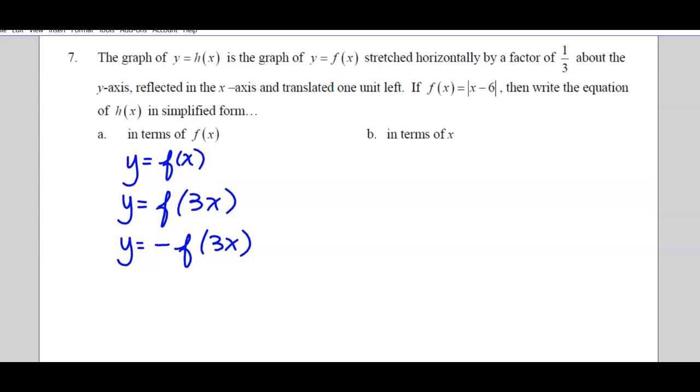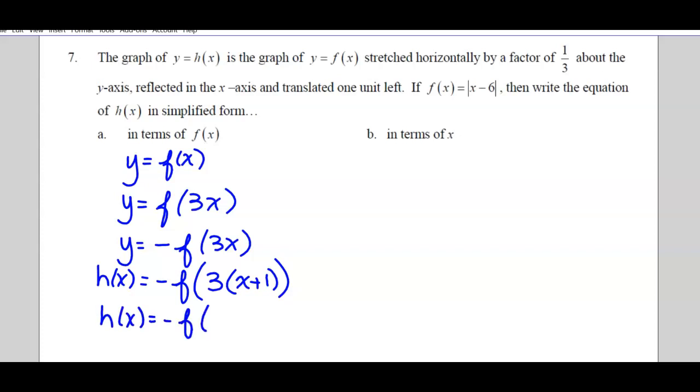And then translated 1 unit left. We need brackets inside the brackets. That's going to be x plus 1. Okay, and that is called h of x. Oh, right, in simplified form, so one more step here, just expand the brackets inside there.